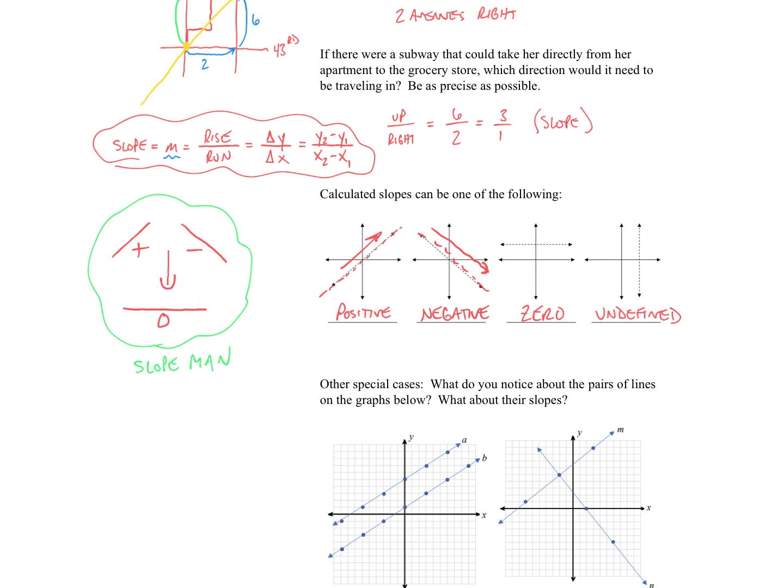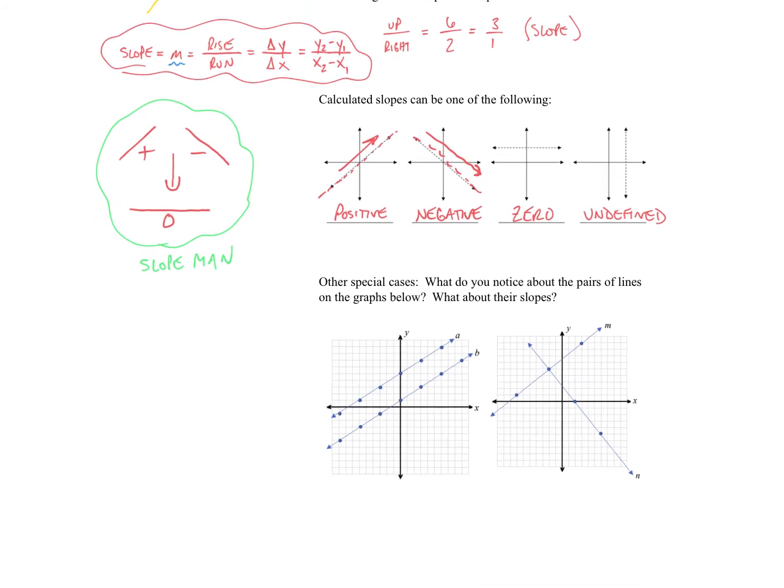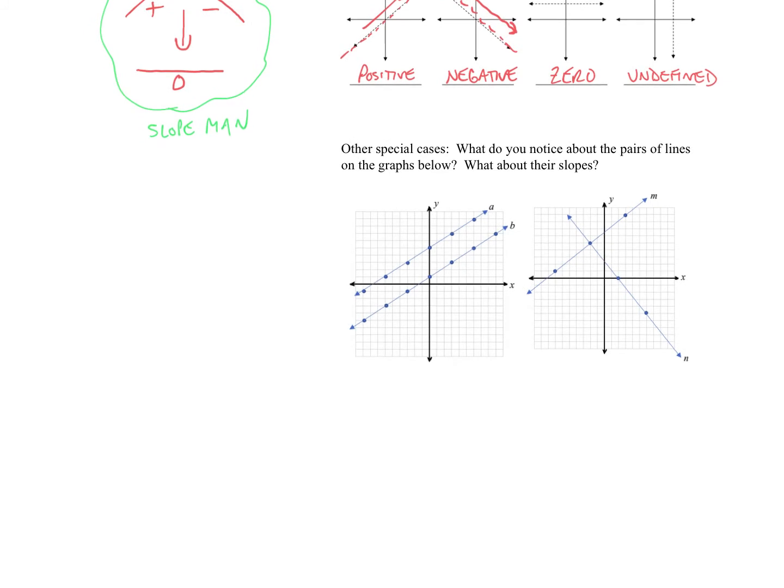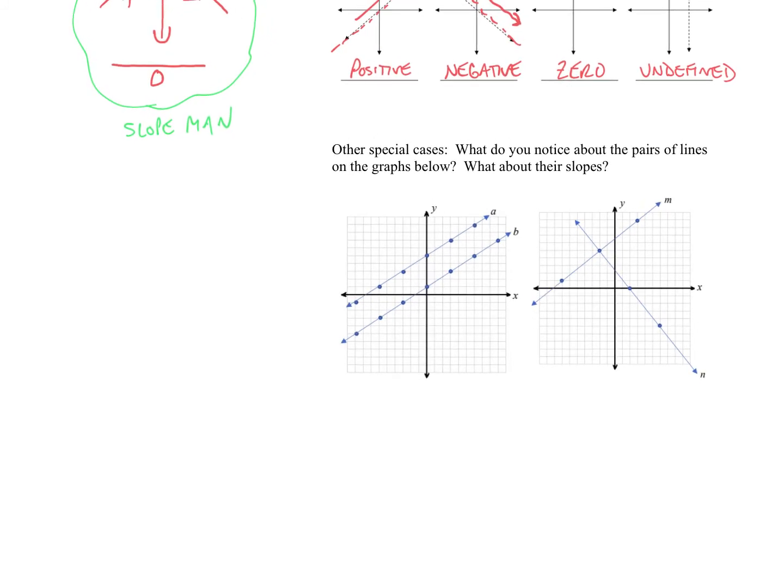Okay. The last thing that I want to remind us about from our slope discussions that you probably had in Algebra 1 are the special cases when you have 2 lines. Because sometimes you'll have 2 lines that intersect at a right angle, which would make them perpendicular.